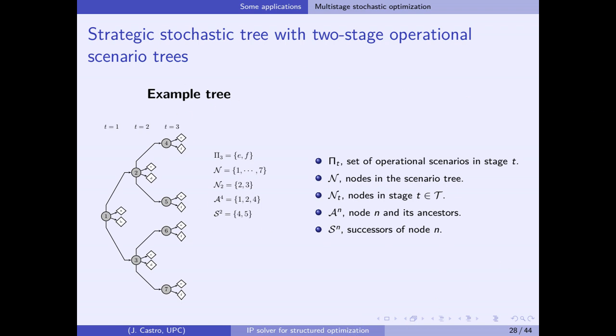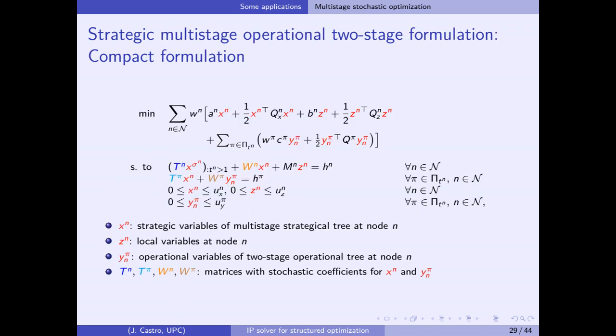If we try to model this problem as a linear or quadratic optimization problem, we have something like this. I will skip details. Just look at the colors. This is the model of the previous picture, the model for a generic multi-stage stochastic problem with both strategic and operational decisions. In red, we have the different variables of the problem. X are the strategic variables, Y are the operational variables, and in blue, cyan, orange, and brown, we have the matrices of coefficients for the strategic nodes and for the operational nodes.